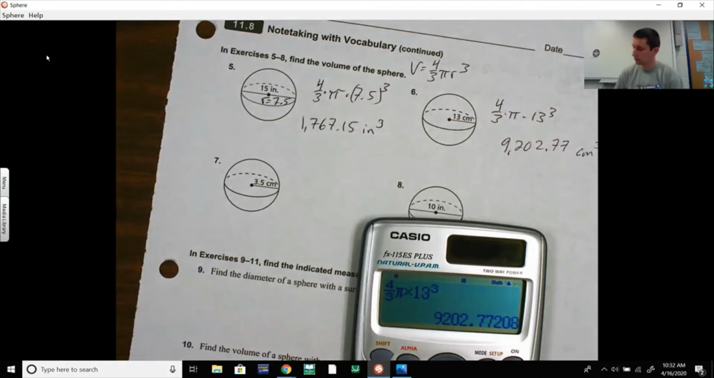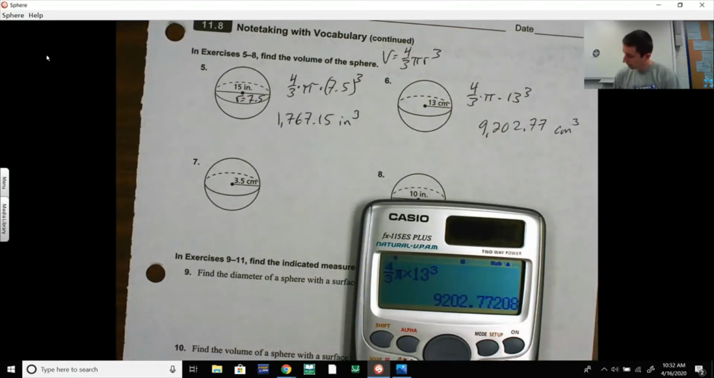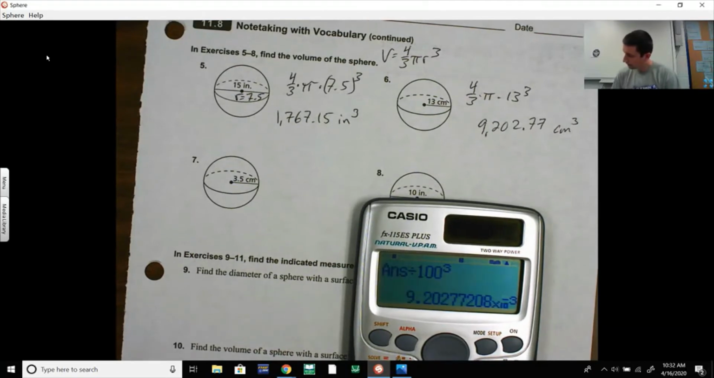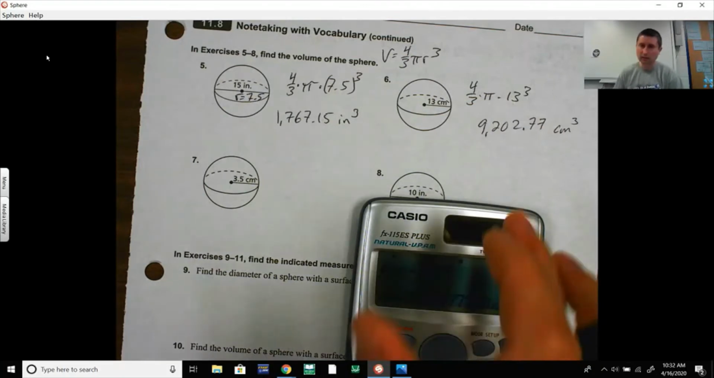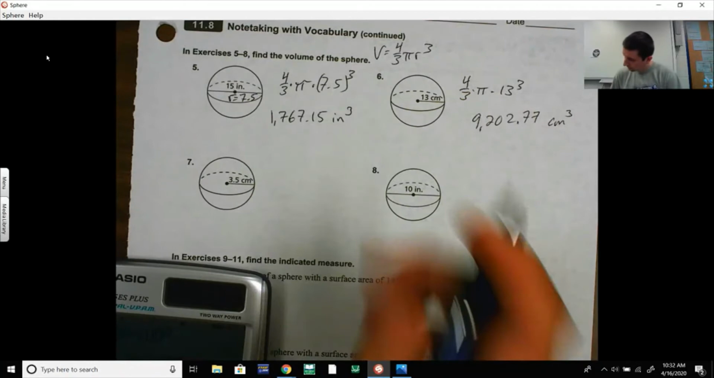Well, there's 100 centimeters in a meter, so we'd have to take that answer and divide it by 100 cubed. You get 0.009 cubic meters. So it looks like a big number, but it's not really that huge. All right, let's just get going here.